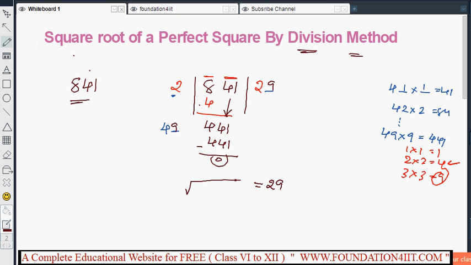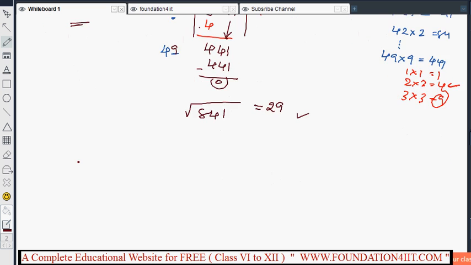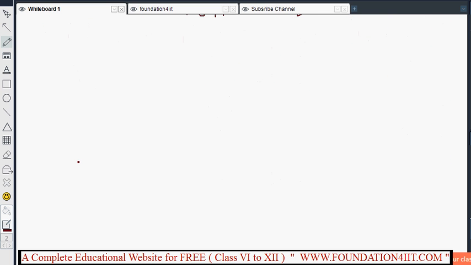So square root of 841 is equal to 29. If you're maybe not very clear, I'll explain one more example. Let us see 7056. You need to remember the method first. According to the method, we need to take two numbers, one pair.